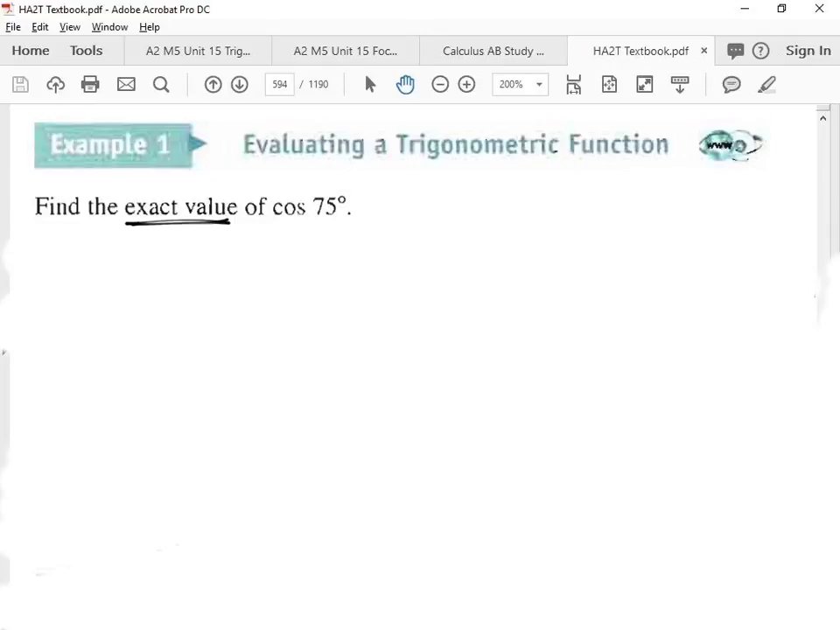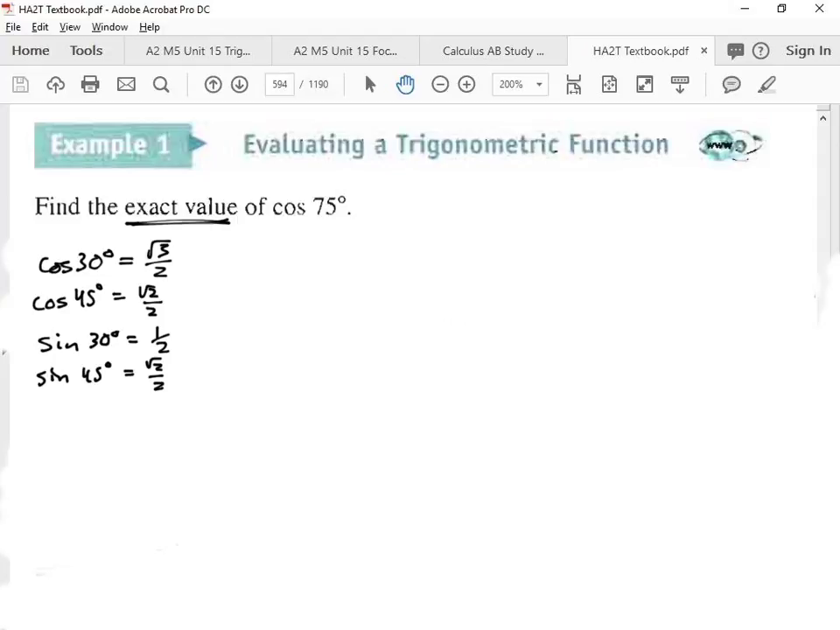Let's think about a few other angles that we do know. We do know what cosine of 30 degrees equals. Yeah, rad 3 over 2. We know what cosine of 45 degrees equals. That one's rad 2 over 2. And you guys know what sine of 30 degrees equals. 1/2. And you guys know what sine of 45 degrees equals. Rad 2 over 2.